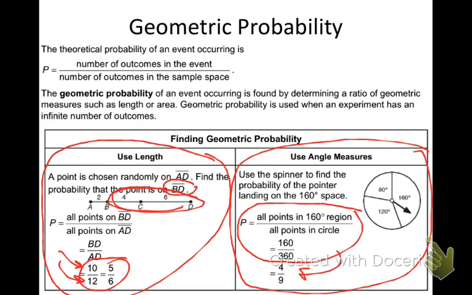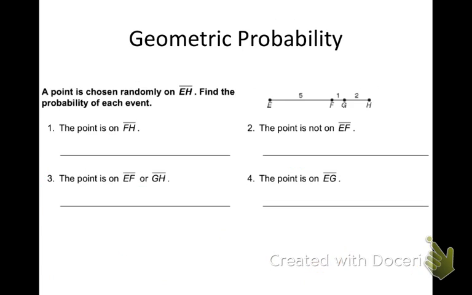Let's look at the first couple problems. Number 1. A point is chosen randomly on EH. Find the probability of each event. First of all, how big is EH? EH is all of it. Well, how big is all of it? 8. EH is 8.